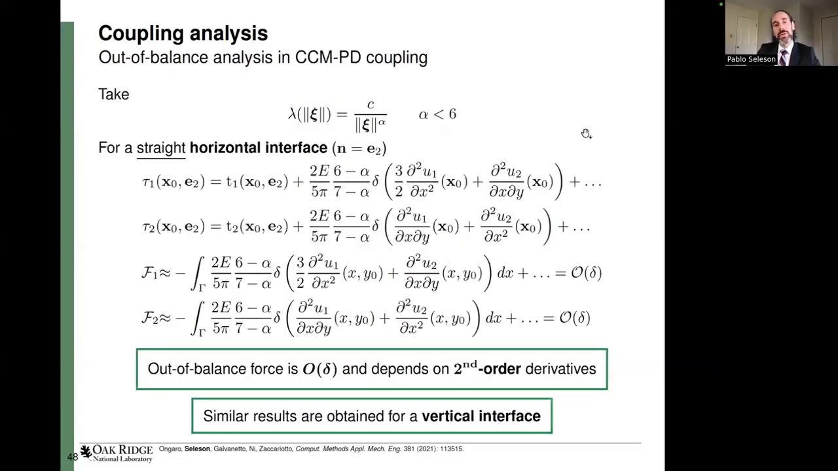If we look into a case of, let's say, a straight horizontal interface, we can again expand the x and y components of the traction to obtain expressions which are led by the local traction plus some additional terms, and when we plug this back into the expression for the net force, we obtain these expressions that overall are now O of delta, not delta squared, and depend on second order derivatives. And similar results can be obtained for a vertical interface, so I'm going to skip.